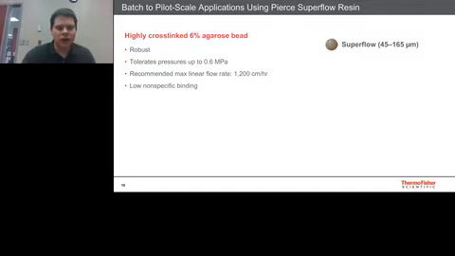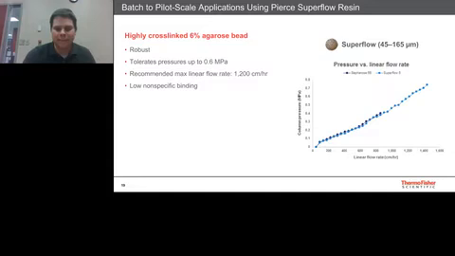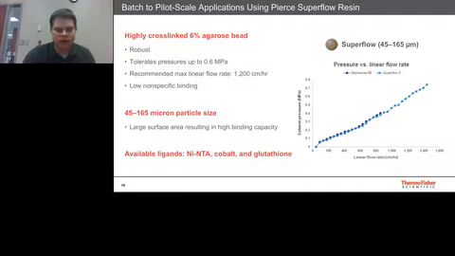Superflow resins are highly cross-linked and can tolerate up to 0.6 megapascal back pressure and linear flow rates up to 1,200 centimeters per hour. The graph on the right shows that Superflow 6 resins tolerate flow rates significantly higher than other agarose resins before the resins start to compress.